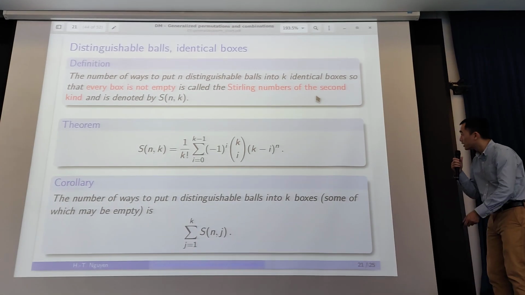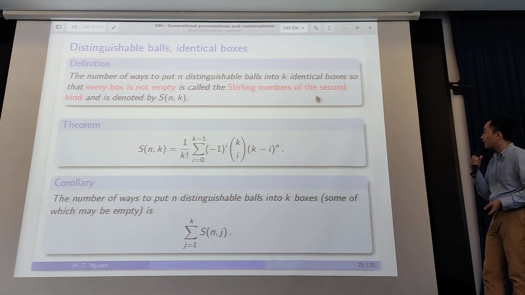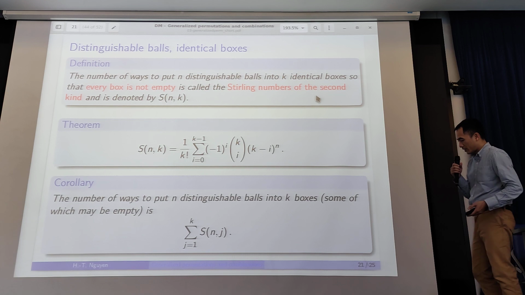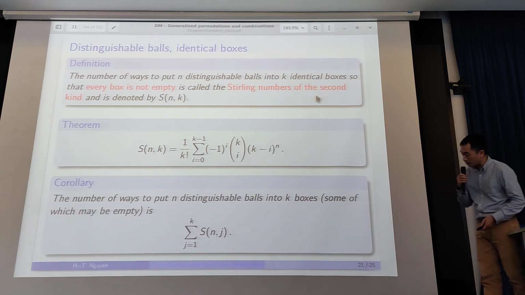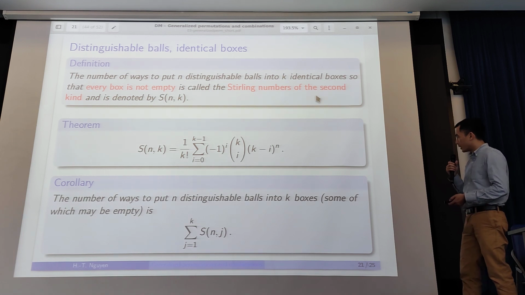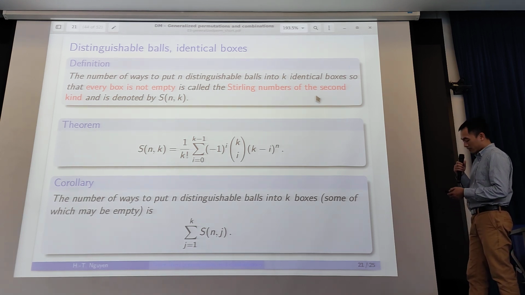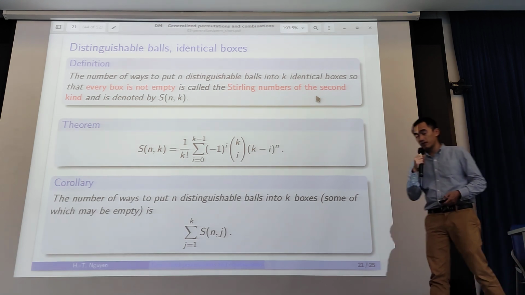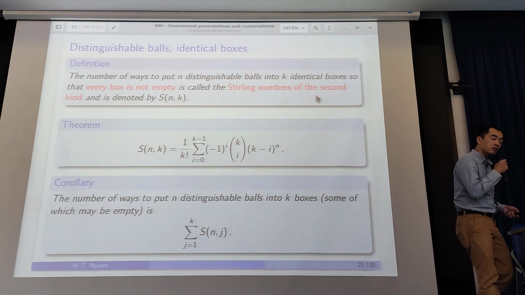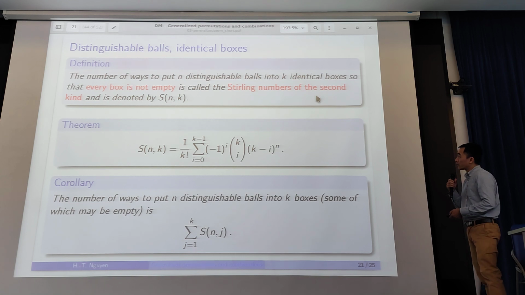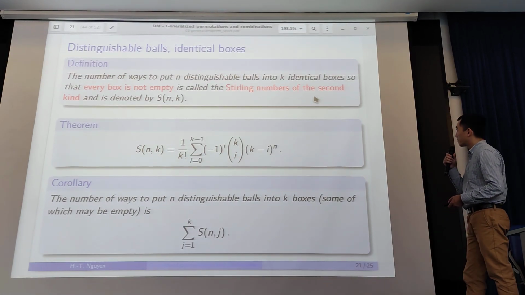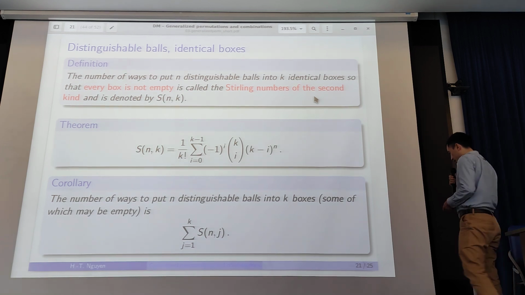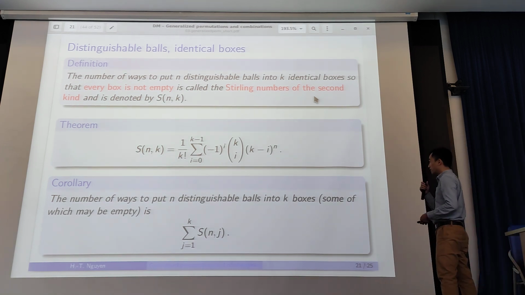The balls can be identical or different, and also the boxes are identical or different. Two of the cases correspond to the permutations and combinations with repetition. And the third case is the one in which the balls are different and the boxes are the same, identical.